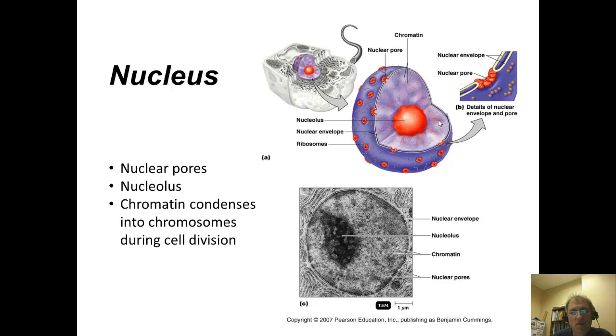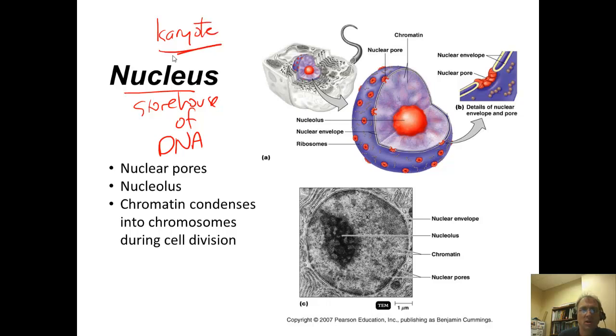Alright, here's the big organelle in eukaryotic cells, the nucleus. We remember the nucleus. This is the storehouse of DNA. It's found in all eukaryotic cells, and in fact the word nucleus gives eukaryote its name. That term karyote means nucleus. The word eukaryote means true nucleus.